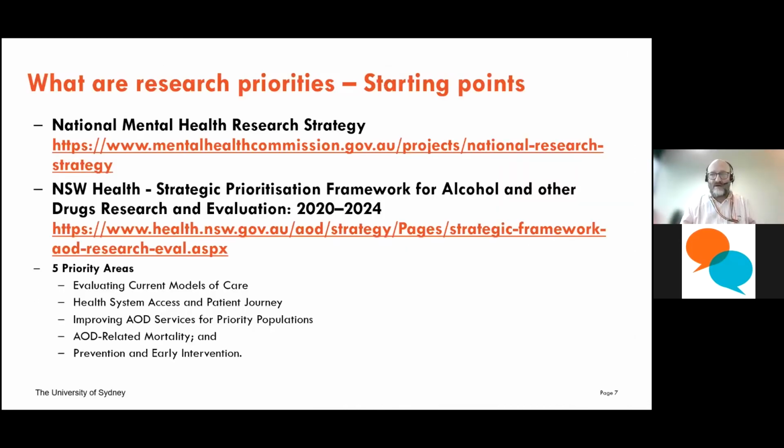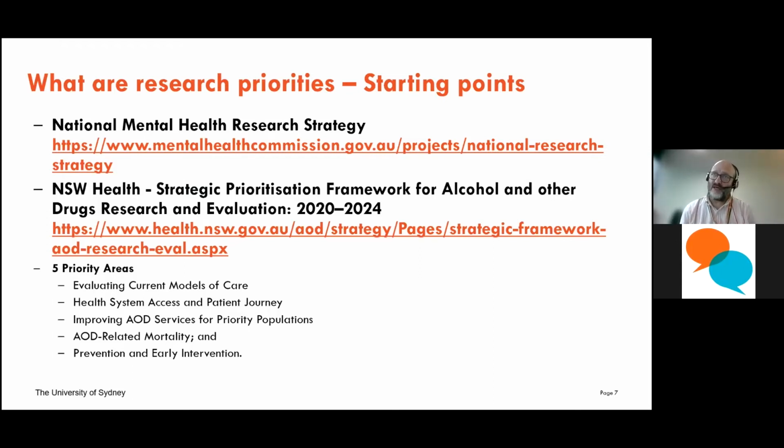Okay, so what are research priorities? And I guess sometimes we might want some starting points. Two starting points you could look at if you don't have anything is to look at the National Mental Health Research Strategy. This is a research agenda and a set of research priorities for the whole country that was released last year by the National Mental Health Commission with an exhaustive consultation process leading up to it.